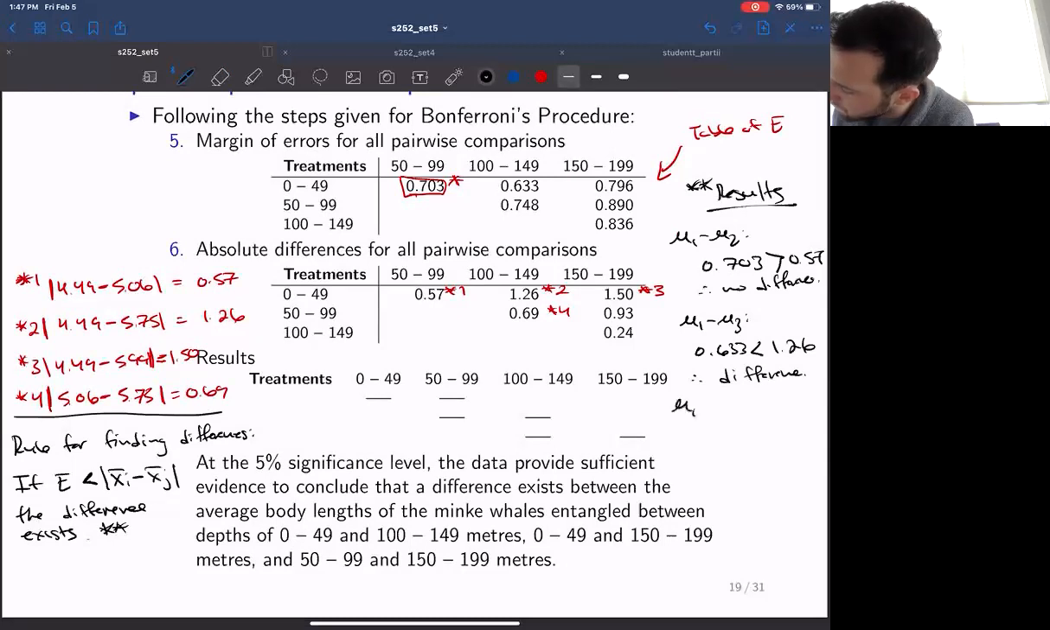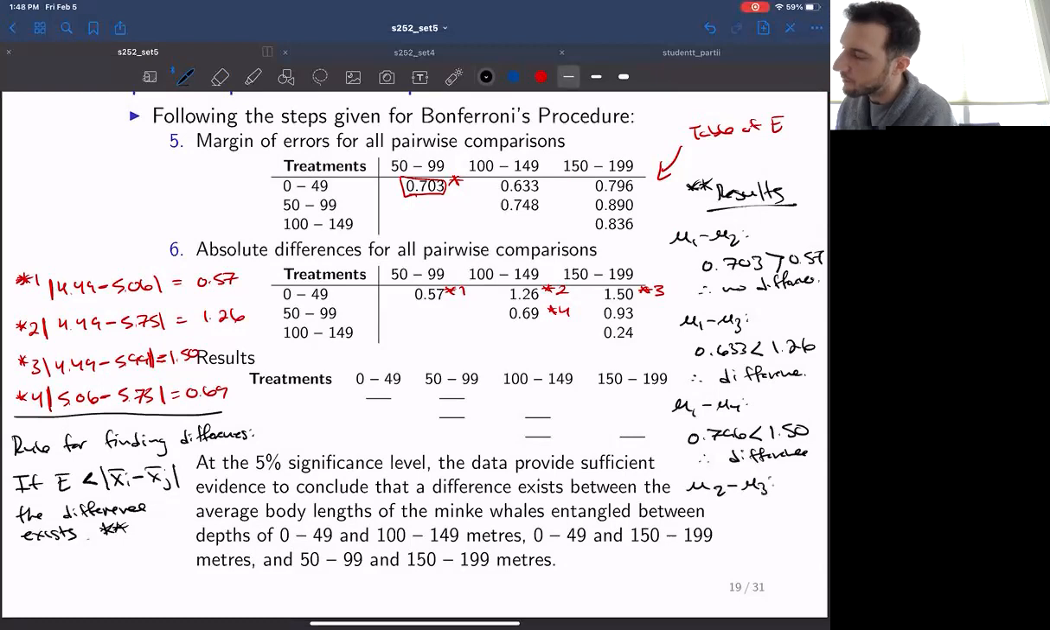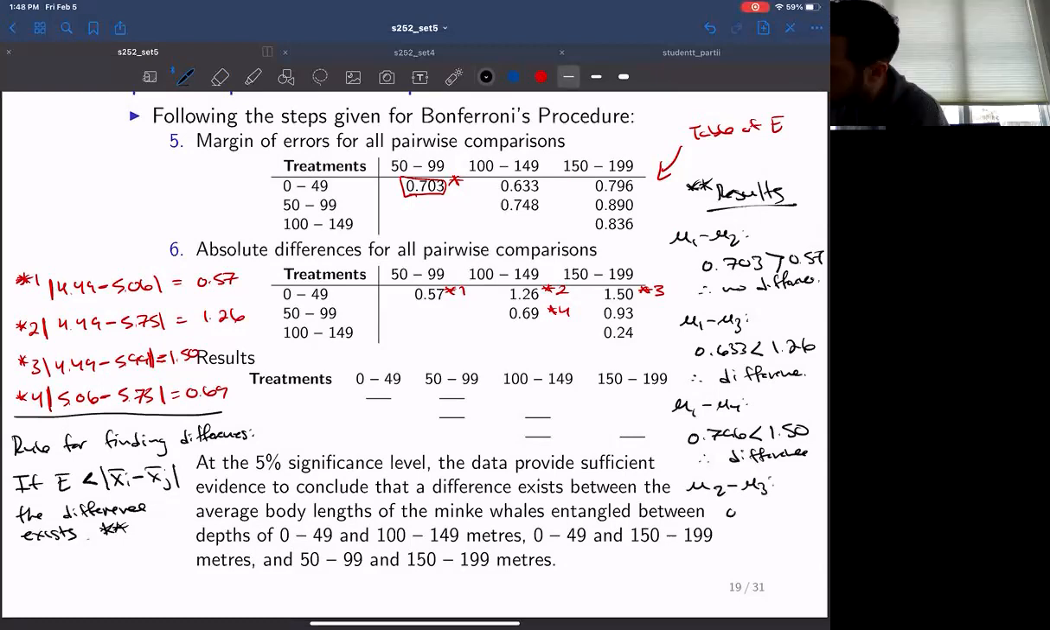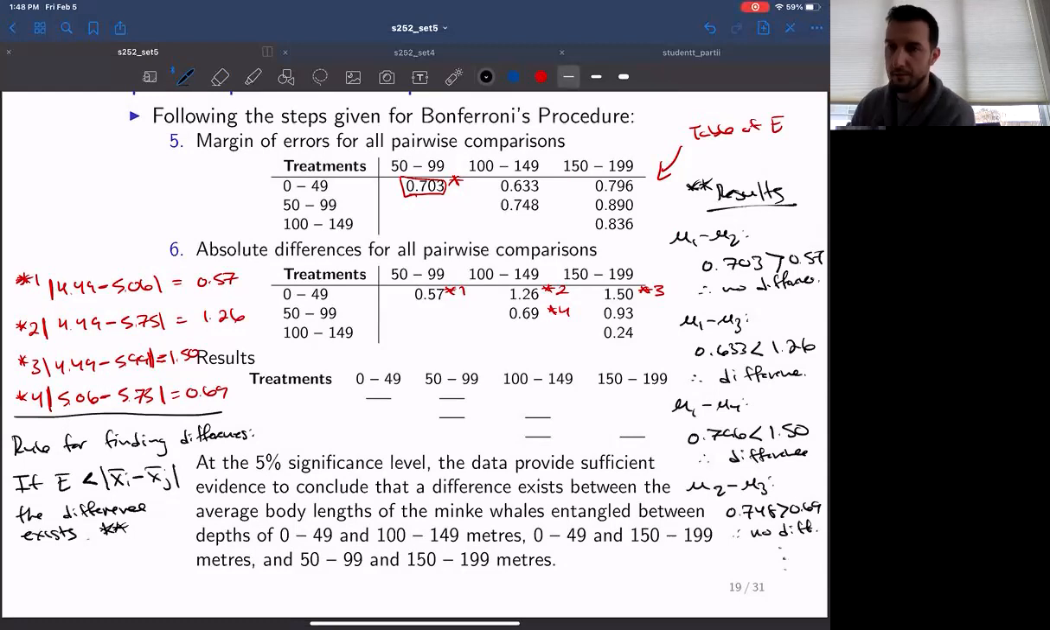Okay. So here we would have 0.796 is smaller than 1.50, therefore difference. Here we would have mu2 minus mu3. So 0.748 is bigger than 0.69, therefore no difference. And then we can continue that for the last two.